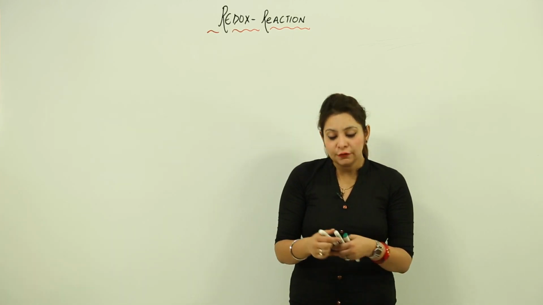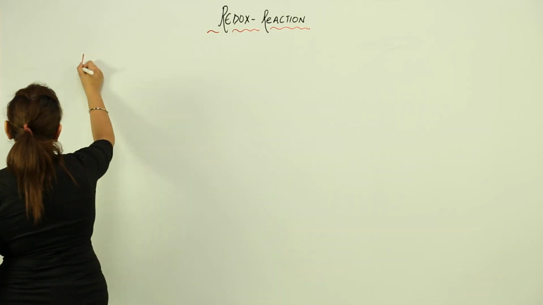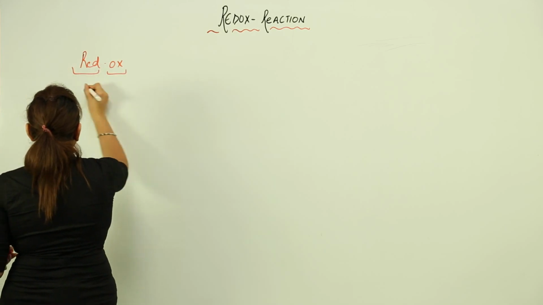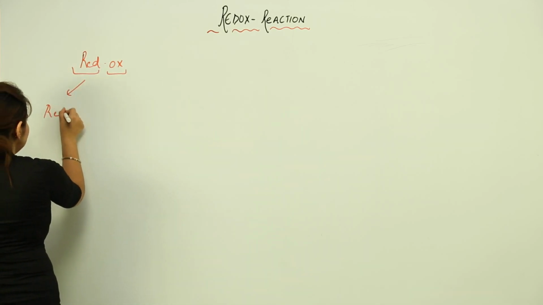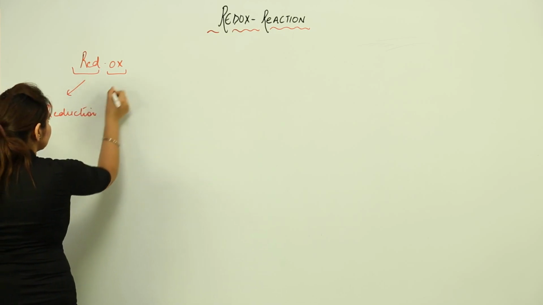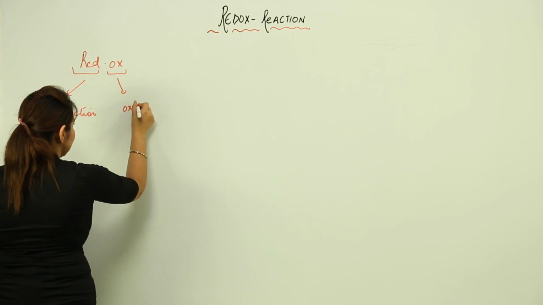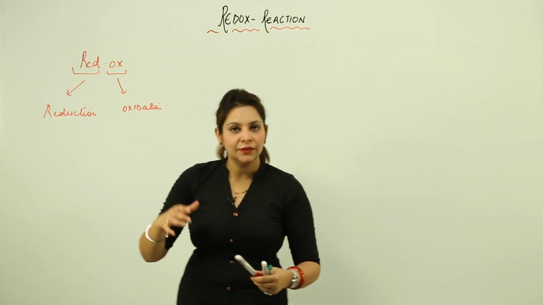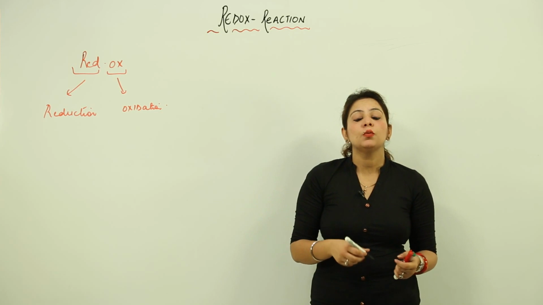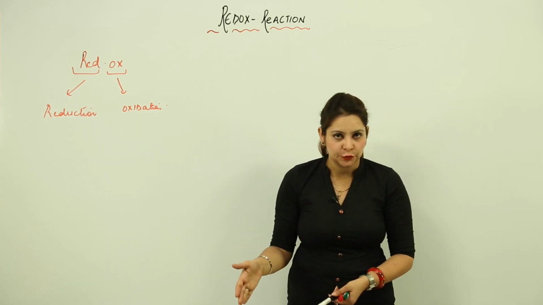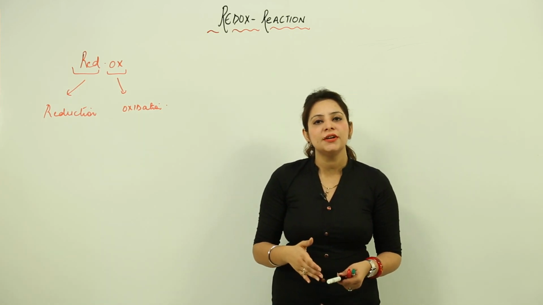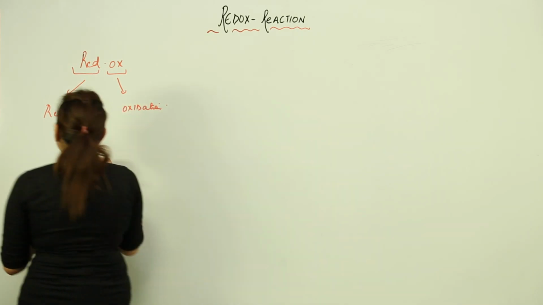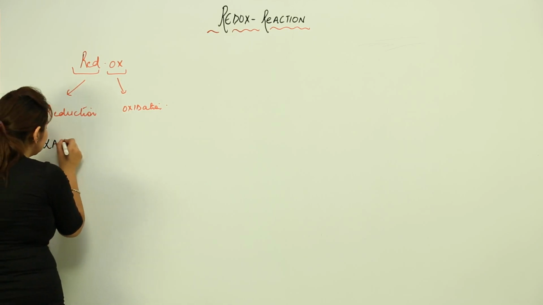Redox reaction is actually formed of two parts, as the name suggests. It comprises two parts. One is the reduction, the other is the oxidation. So before we start the redox reaction, we should be familiar with what oxidation and reduction actually are. To understand oxidation and reduction, we have different concepts. So I am starting with the first basic concept, that is the classical concept.